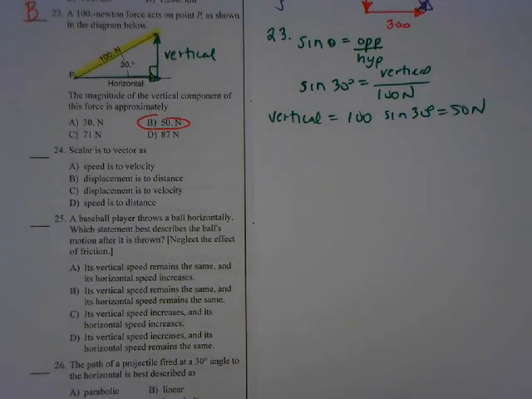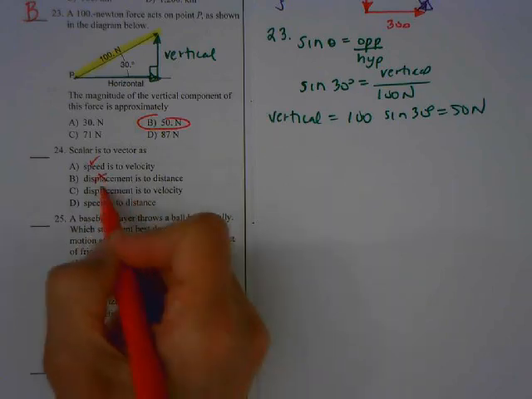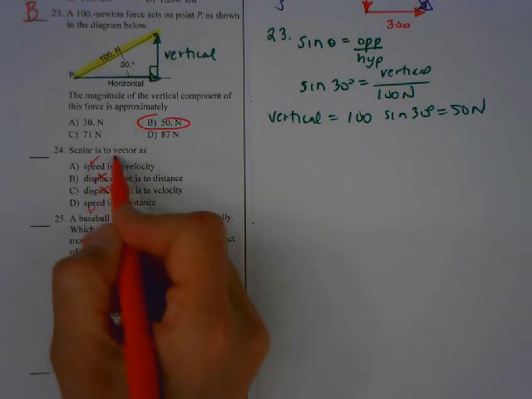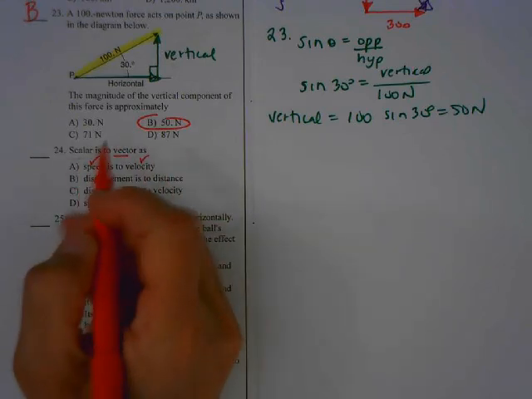Number 24, scalar is to vector. So a scalar quantity is speed, displacement no, and speed. To vector, this is a vector quantity, this is not. So the answer is A.